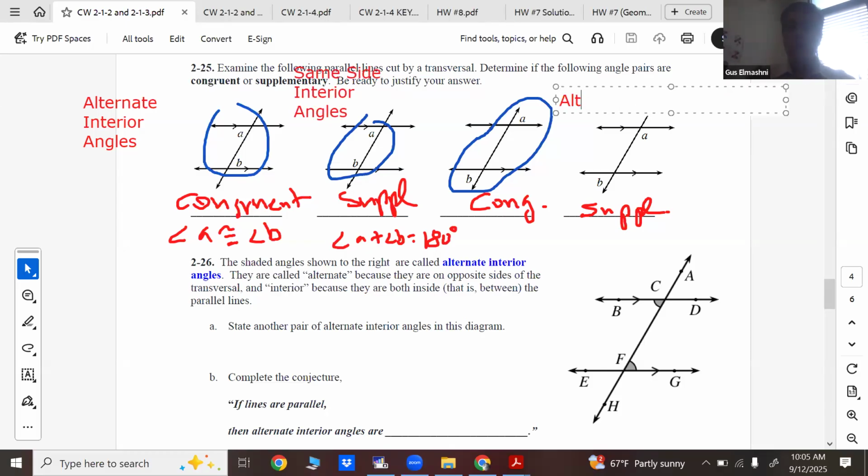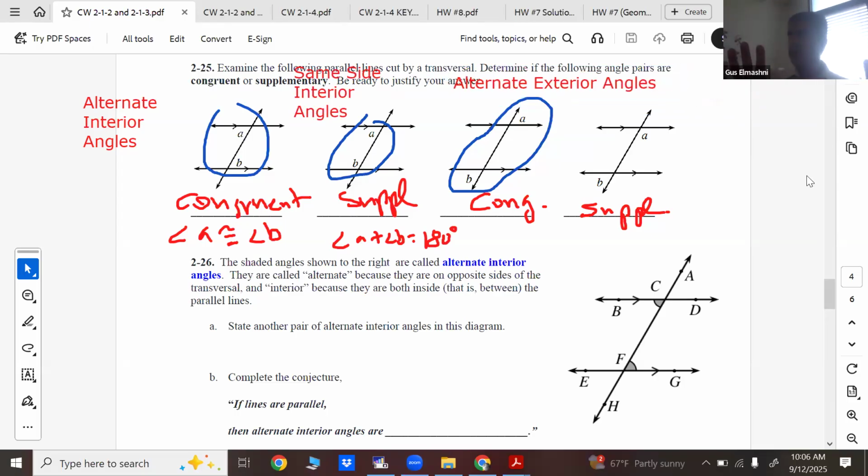So guess what? Alternate interior angles for parallel lines are the same. Alternate interior angles for parallel lines are the same. But same side interior angles add up to 180. So that's what's happening there. And the last one, don't worry. I don't know how to categorize that last one. It's kind of weird.